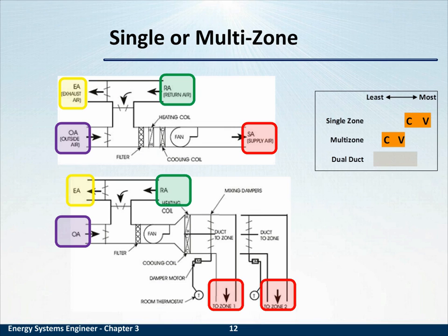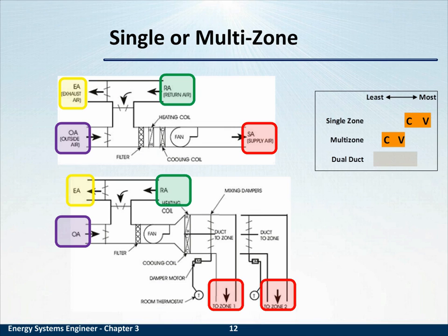Starting with the yellow boxes, both this single zone at the top and multi-zone at the bottom have exhaust air. Air that comes through the return plenum but is not brought back into the supply air, it's exhausted. In a nice tight system, the outside air and the exhaust air should be the same in CFM, cubic feet per minute. And both of these systems also have outside air. Return air is the air that comes back from the conditioned space.